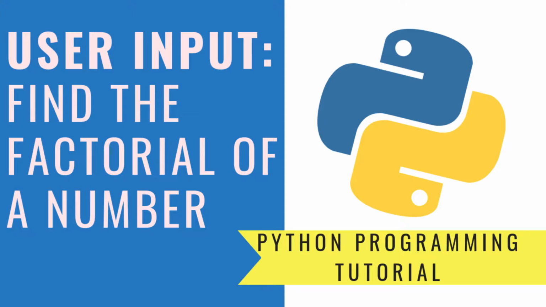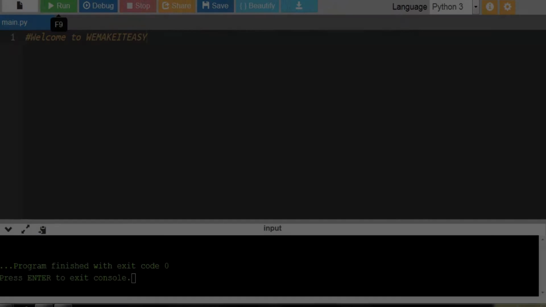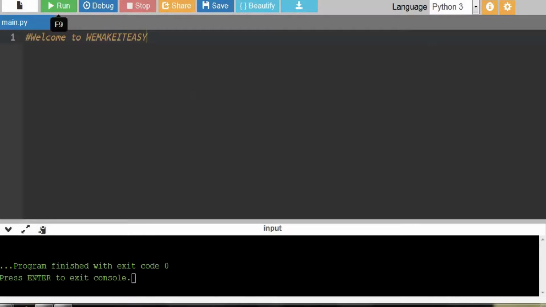For today's video, I'm going to teach you how to make a Python program to find the factorial of a number by taking input from the user. The factorial of a number is the product of all the integers below it, which means the product from 1 to that number. For example, we need to find the factorial of 5.